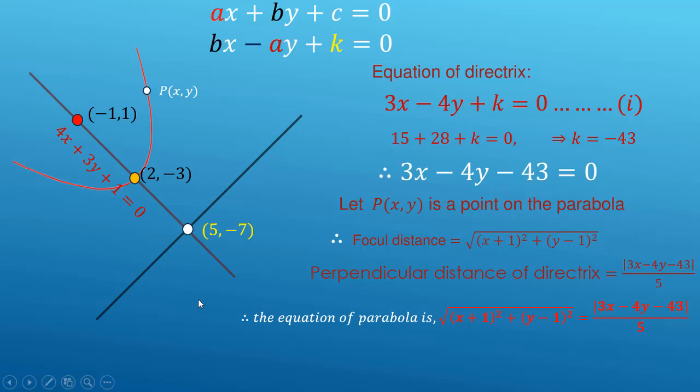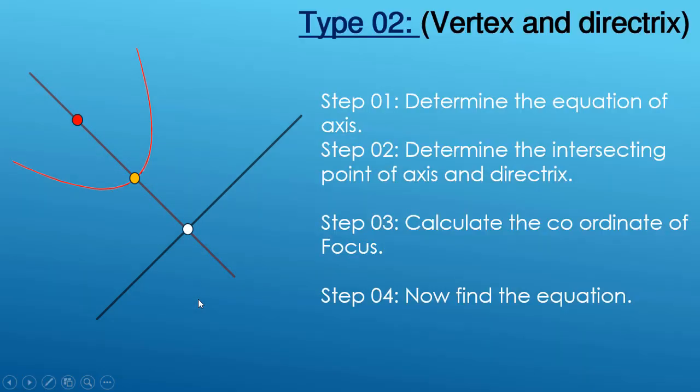Jump to the next one. In this type, we are given the vertex and the equation of the directrix. If we were given the focus and the equation of the directrix, it was very easy. But we are given the vertex and the equation of the directrix. How to solve that? At first we have to determine the equation of the axis, or symmetric axis, that is perpendicular to our directrix and passes through the vertex. We know the coordinate of the vertex and the equation of the directrix, so we can easily find the perpendicular line that passes through the vertex.